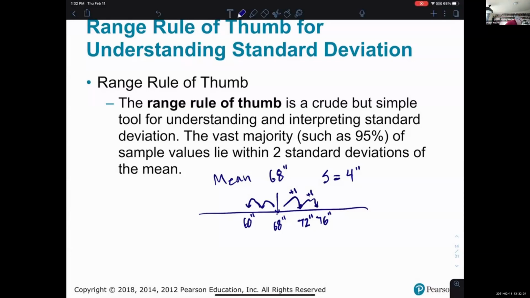And so that means if I think about all my sample values that were between 60 and 76 inches, all the values in that range, those are the values that lie within 2 standard deviations of the mean. And the rule of thumb is that 95% of the heights in my sample would be between 60 inches and 76 inches.